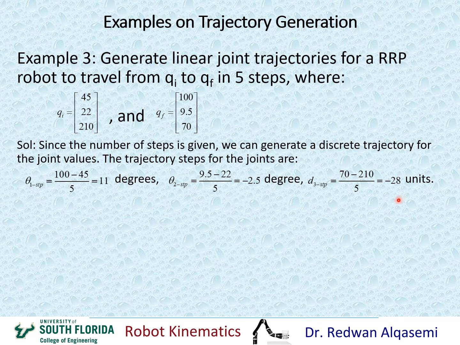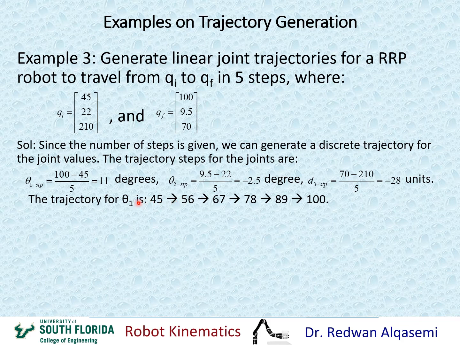So now we are ready to construct the trajectories for each one of these joints. Starting with theta 1, I'm going to start with theta 1 initial, which is 45, as we see here. And then the second step would be theta 1 initial plus theta 1 step. So 45 plus 11, that gives me 56. And then the next step would be theta 1 initial plus 2 steps. And then we keep going all the way until we reach theta 1 final, which is 100, that was given here in the Q final.